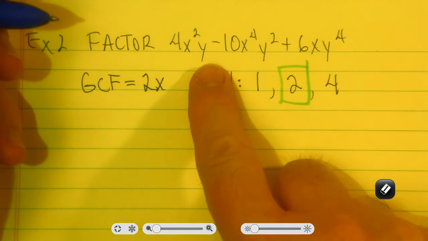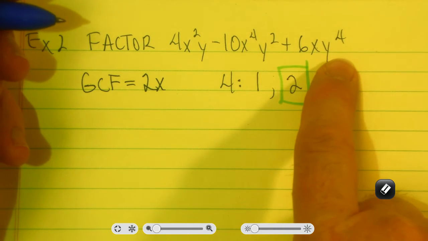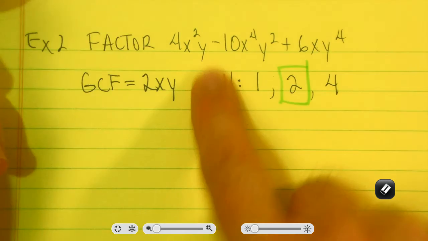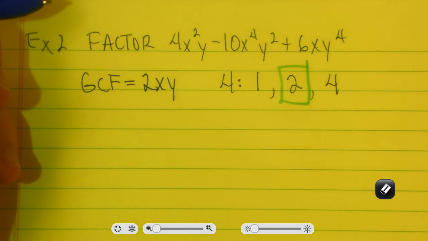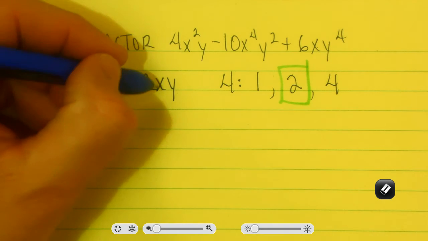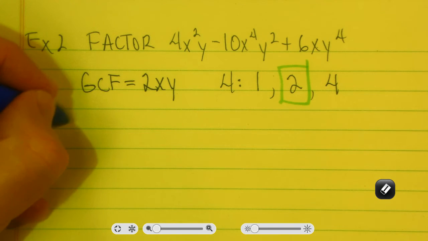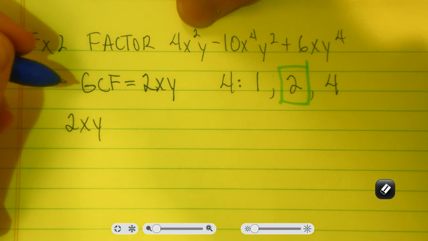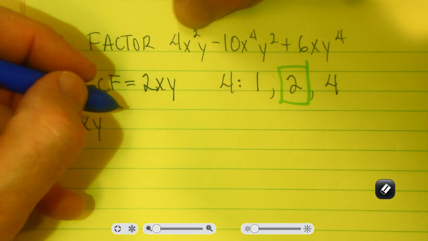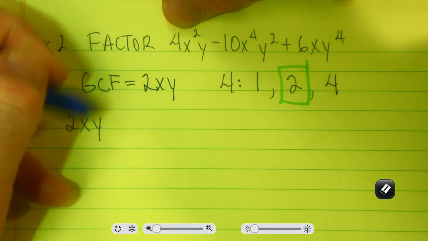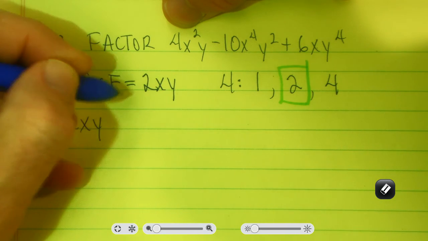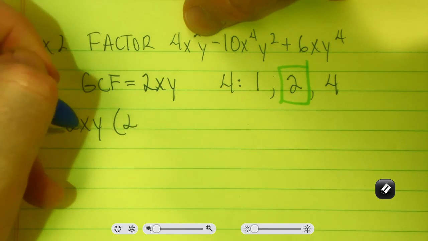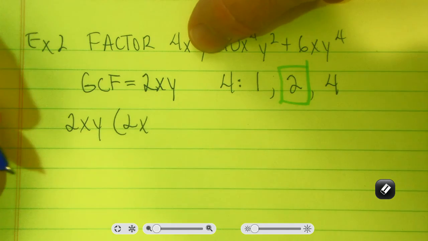And then I have y squared and y to the fourth. So the smallest exponent is just y. So my greatest common factor is 2xy. So I can rewrite it this way. It's 2xy. Now, let's go through and divide. So here, 4x squared divided by 2xy. 4 divided by 2 is 2. X squared divided by x is x, y divided by y is 1.